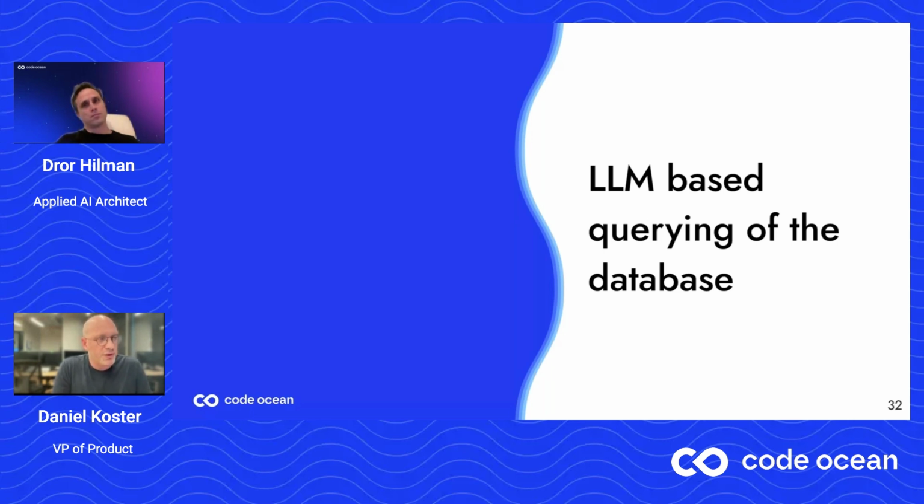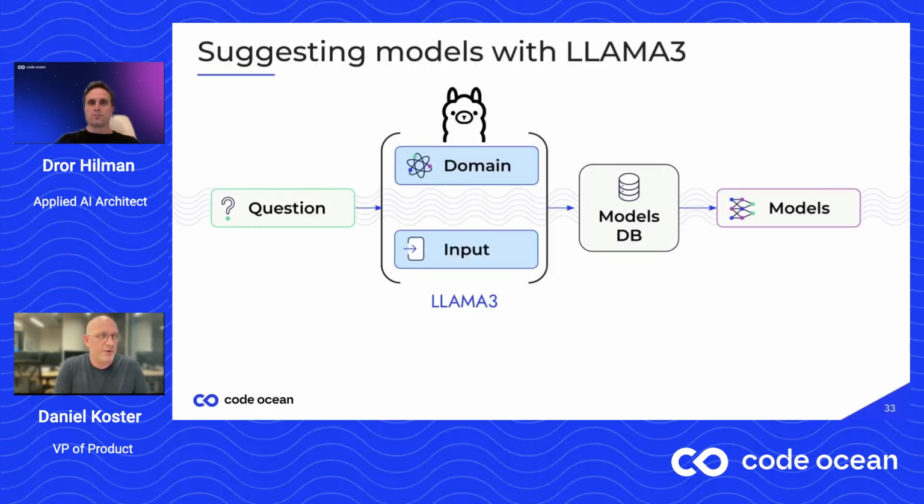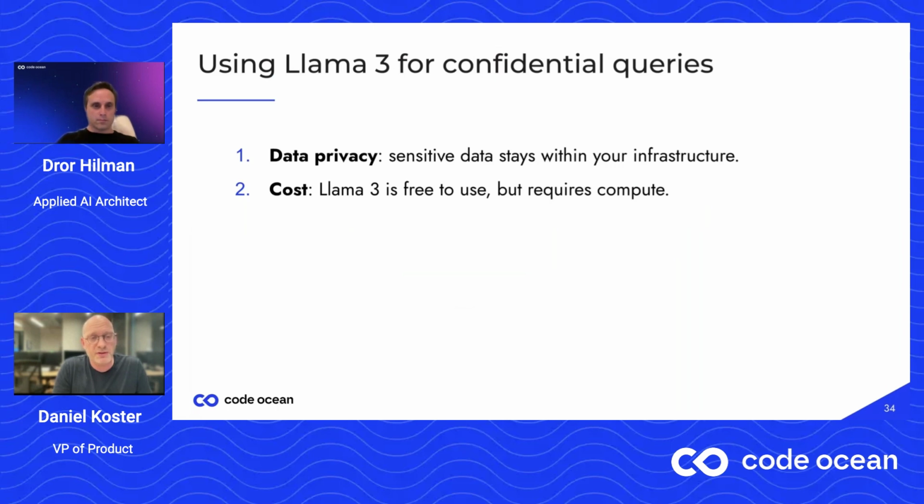We also have a tool that is an LLM-based querying tool of this specific database in which you can ask a question in natural language. And then we use a foundational model called Llama 3, in the domain of NLP, of course, that can interpret that question and interrogate the database accordingly. And the reason why we use Llama 3 and not GPT-4o, for example, is basically data privacy and cost.